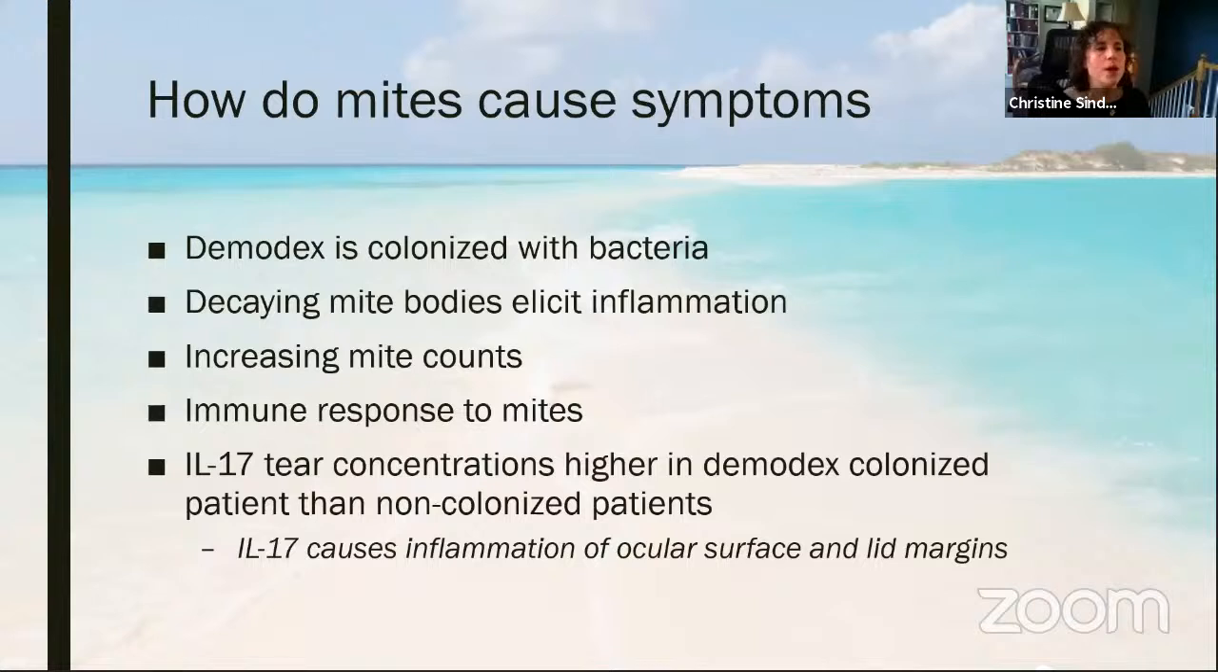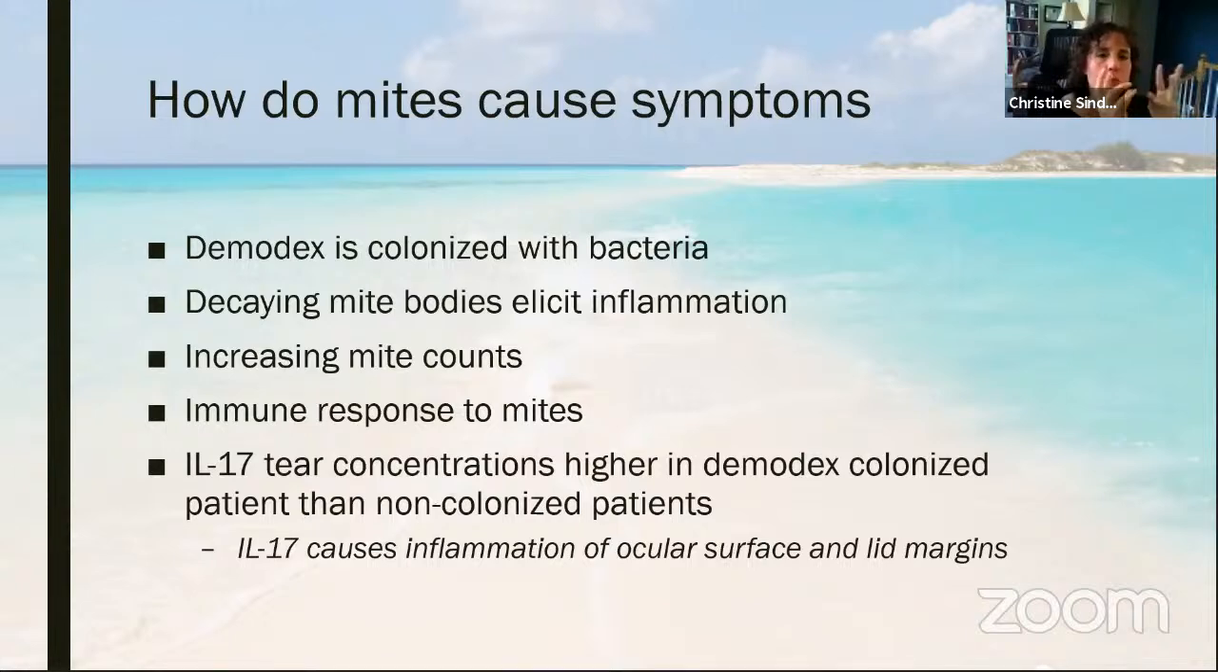Okay. So how do mites cause symptoms? Here's really the interesting thing. Demodex is actually colonized by a bacteria. In the gut of the Demodex is a bacteria that's exclusive to the Demodex. It's not part of your biome, it's part of the Demodex biome. And when the Demodex die and explode, not only do they release their dead little Demodex bodies that cause the inflammation, but the bacteria itself that is in the Demodex will actually cause inflammation on the eye.